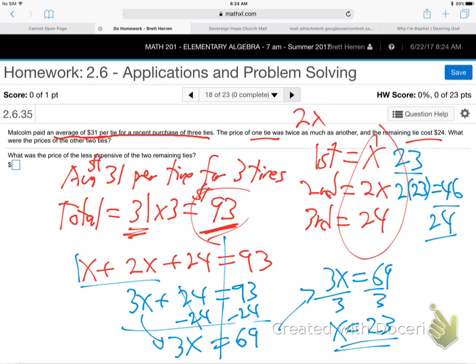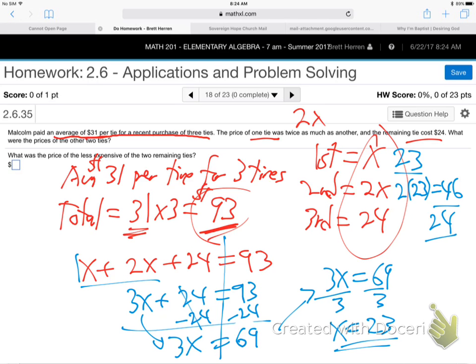Ties. The ties. Oh, ties. I keep saying tires, huh? Ties. The price of one tie was, those are cheap ties. It's a good price for ties. Expensive ties, though. Price of one tie was twice as much as another, and the remaining tie cost $24. So, yeah, one tie is twice as much as another, and the remaining tie is $24. What were the prices of the other 2 ties?